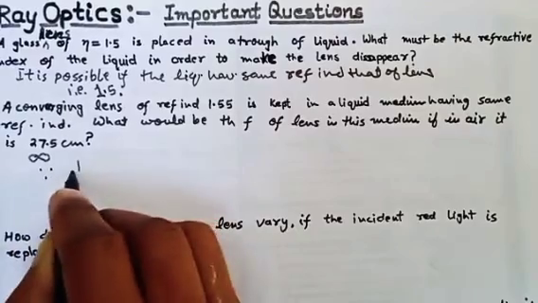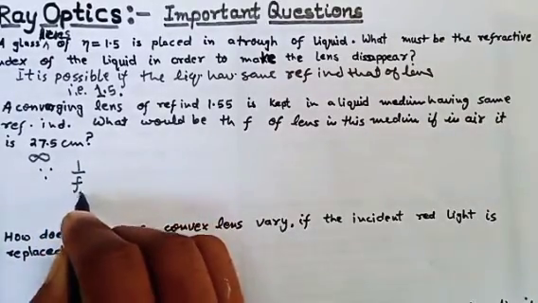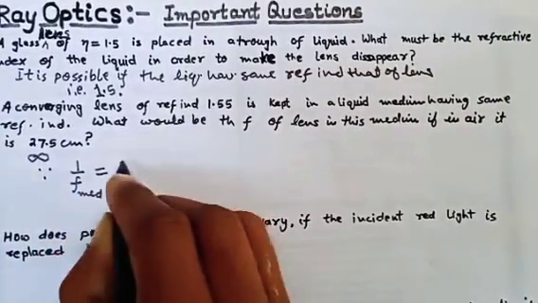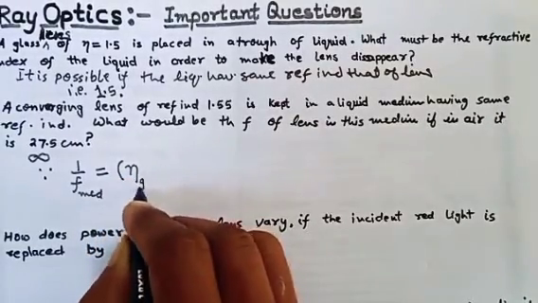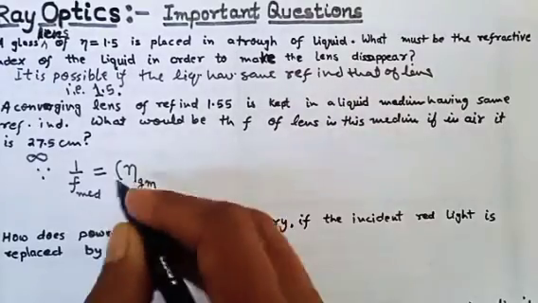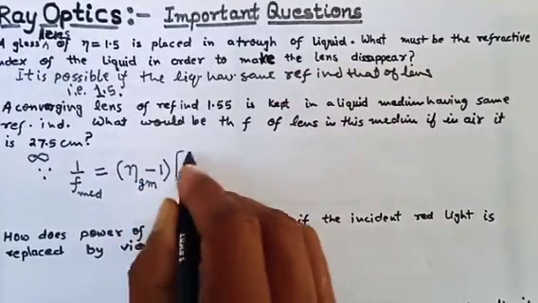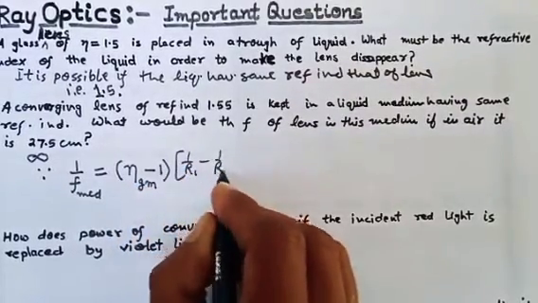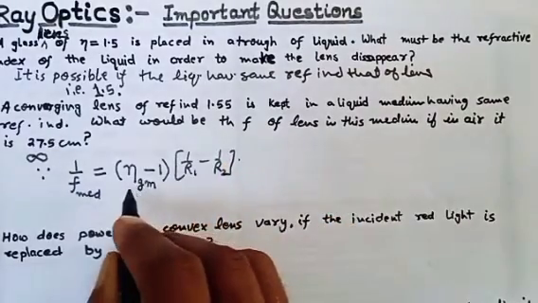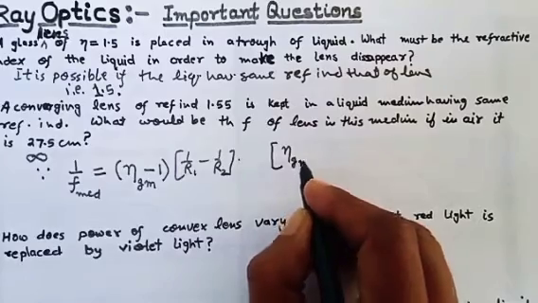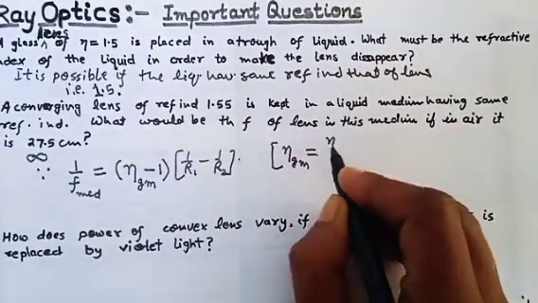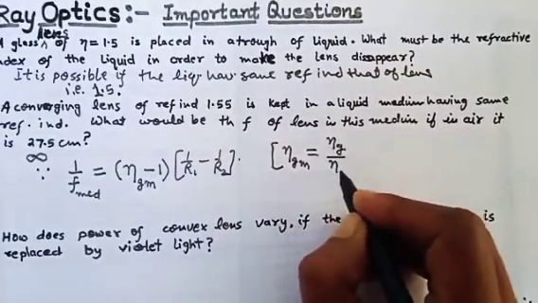since 1 upon f in some medium is equal to eta glass with respect to medium, or what is that liquid actually, minus 1, into 1 upon R1 minus 1 upon R2. This is the lens maker's formula, by the way. Now, what is this eta gm? Eta glass with respect to medium. So it is equal to eta of glass upon eta of medium.